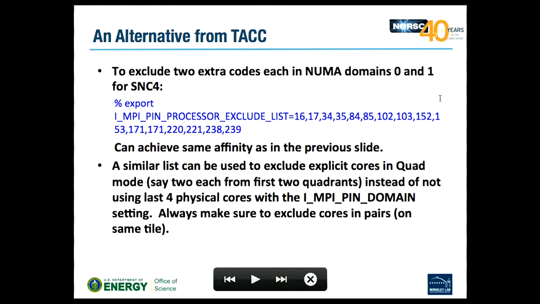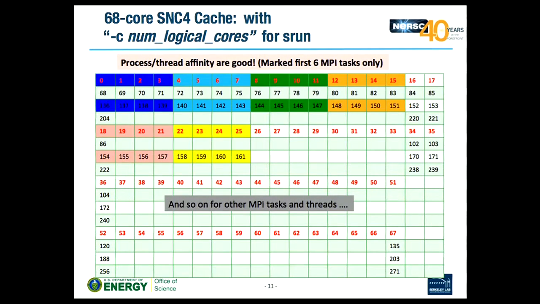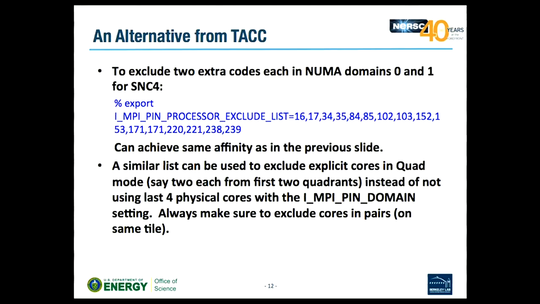And I learned yesterday from TAC, there's another way of doing that by using an I_MPI_PIN_PROCESSOR_EXCLUDE_LIST. Here, for the SNC4, you would exclude 16 and 17, and list all the logical cores for that as well. We have 16, 17, and 34, 35, along with all the logical cores. And this will achieve the same affinity as in the previous slide.